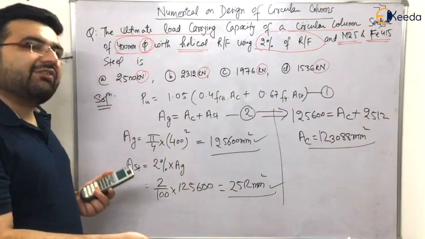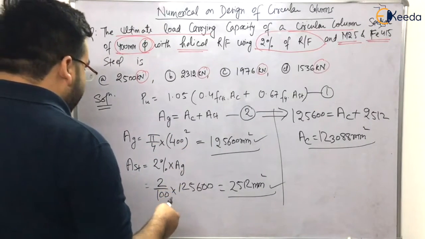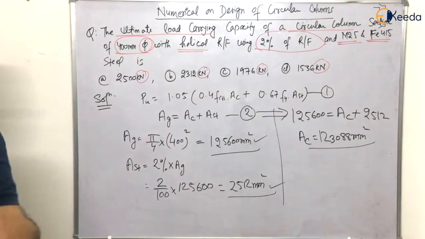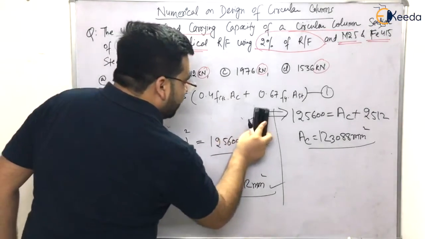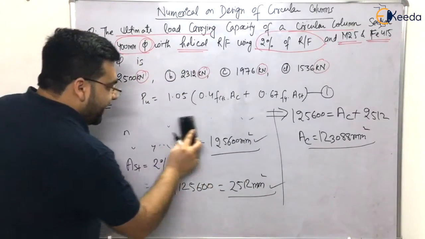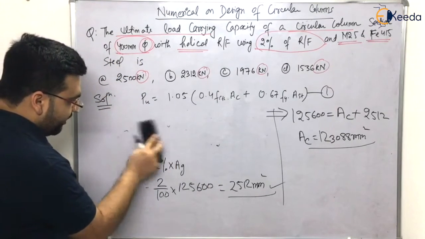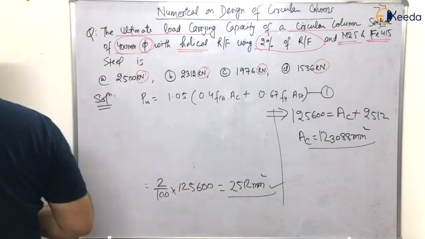Now it is just a cakewalk. Just put in the formula and you will get the answer. Let me rub this, this is not needed now. Ast I have already determined, and the gross area is also not required. The area of steel will be required, so the area of steel is this much. Now let me solve this numerical.